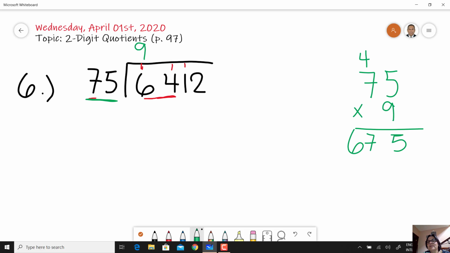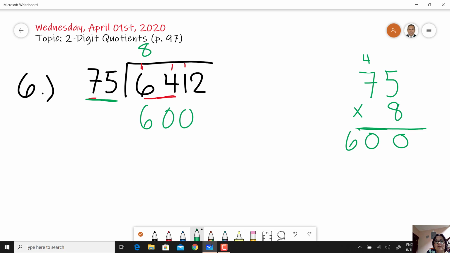Can you use 675? No, it's greater than this one, so we cannot use this. That means that in the quotient we have to use a number less than 9. So let's try with 8. Okay, 8 times 5, 40. 8 times 7, 56, plus 4, 60. Now we can use 600 in here because it's less than 641.